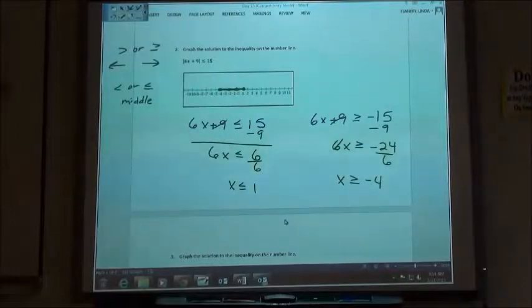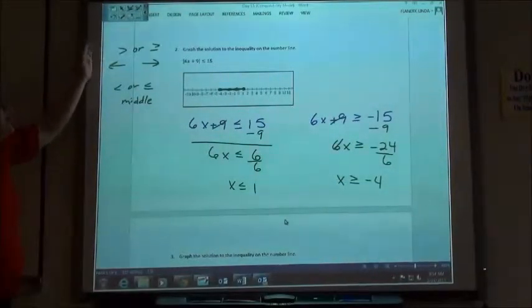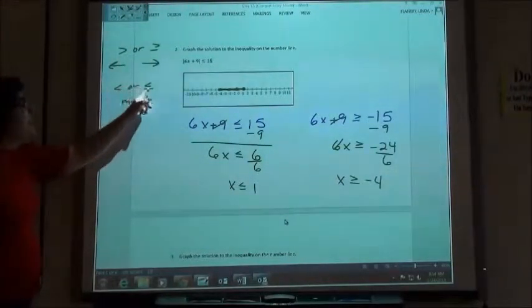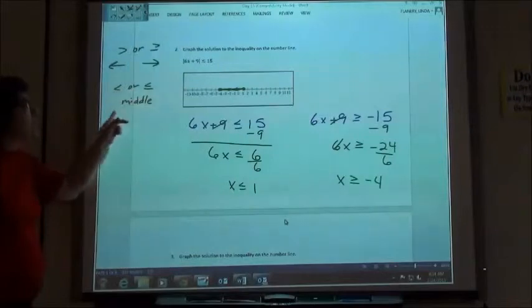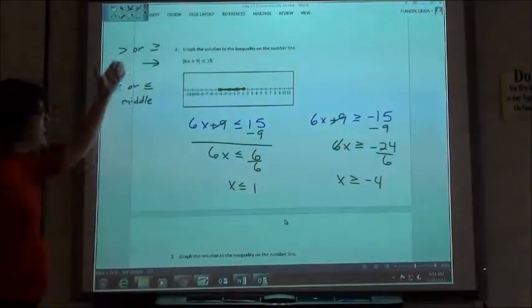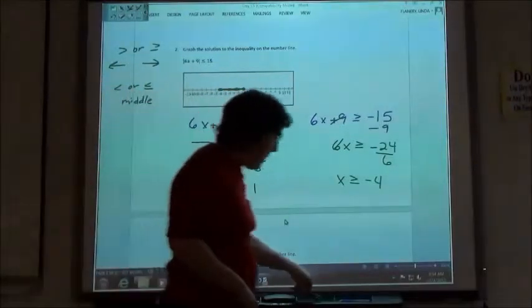And so watch for that when you're done. If it originally starts off with a greater than or equal to, shade the outsides. If it's a less than or equal to, you should end up shading the middle. You should be able to tell by your answers anyway, but just to double check yourself.